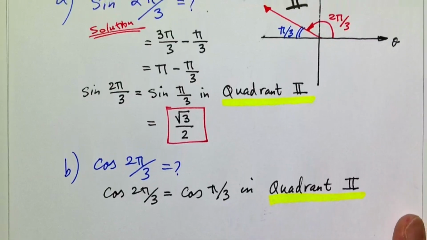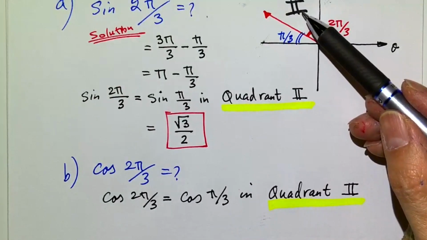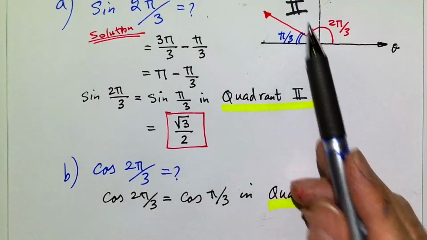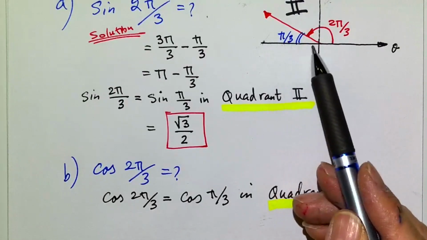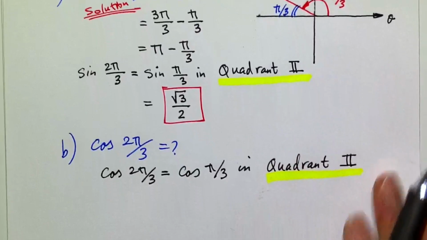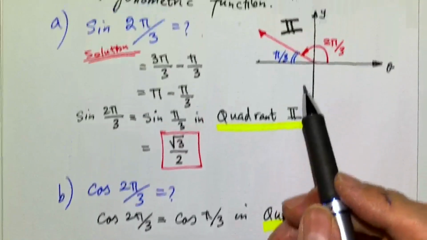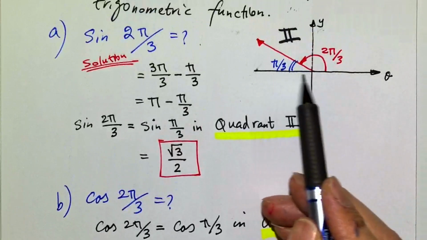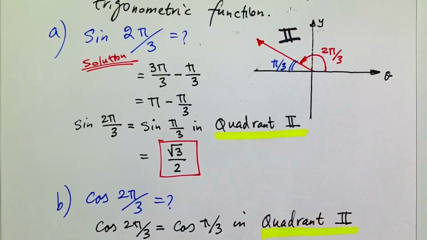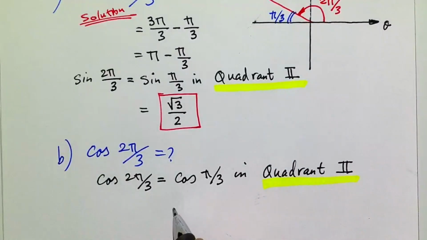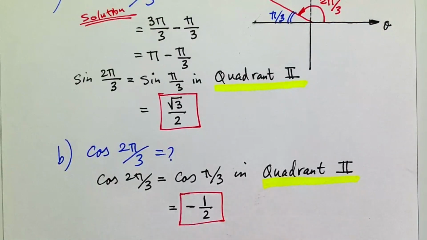So cosine of pi over 3 is 1 over 2. But in the second quadrant, cosine is associated with the x-axis, and in the second quadrant, that x-axis is negative. So if I write 1 over 2, it's incorrect, because in the second quadrant, the x-axis, or the cosine, is negative. So we should write minus 1/2. Okay, we have that.